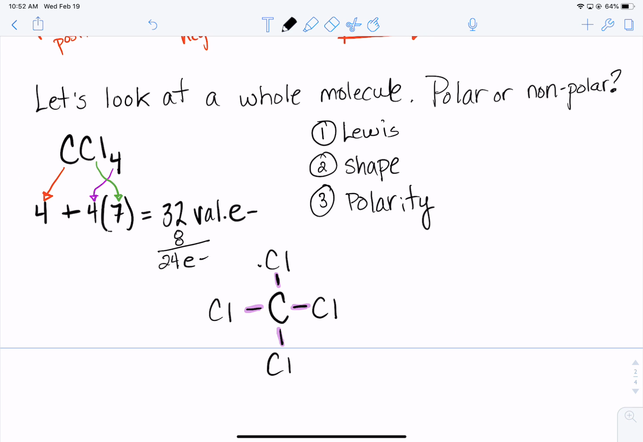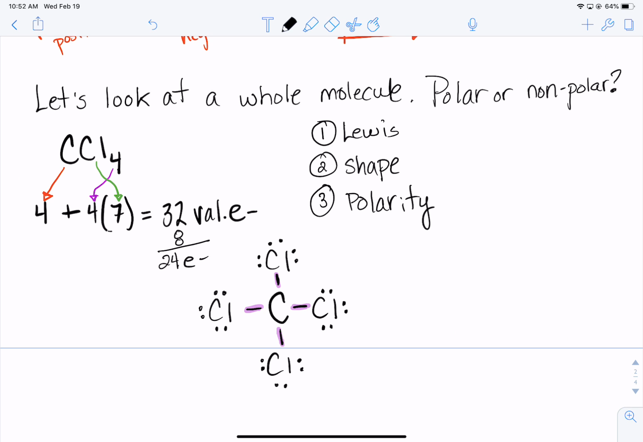So we just put our 6 around each chlorine. So there's 6, 8, 10, 12, 14, 16, 18, 20, 22, 24. Now all of our chlorines are happy. They've all achieved octet. And is our carbon happy? Yes, because it's got the 2, 4, 6, 8 shared electrons around it. So everything has achieved octet, so there's the Lewis structure.